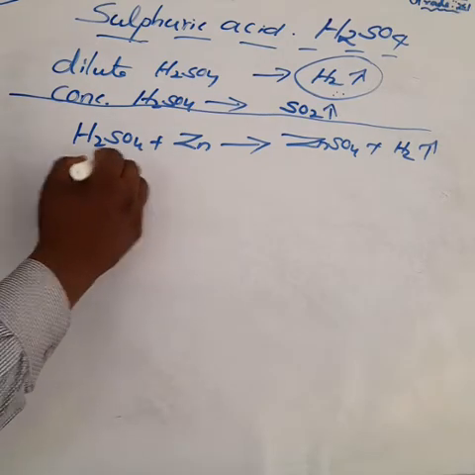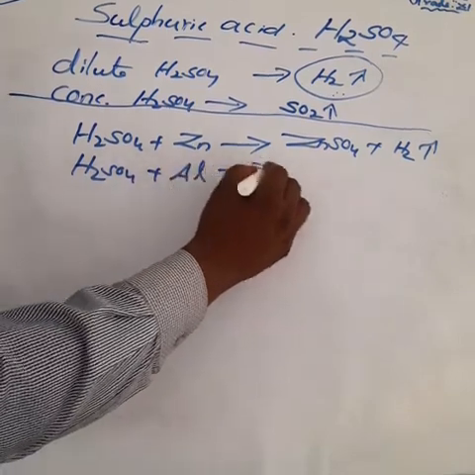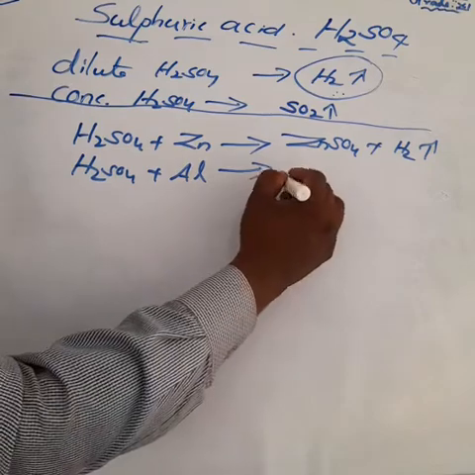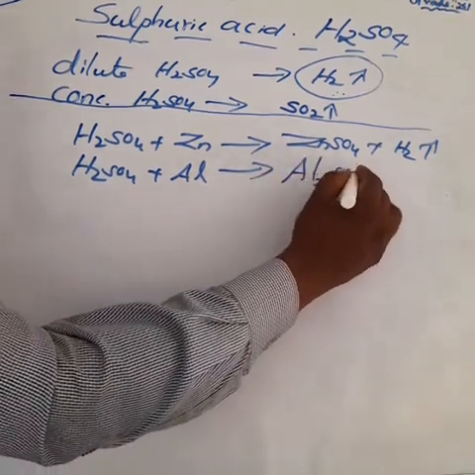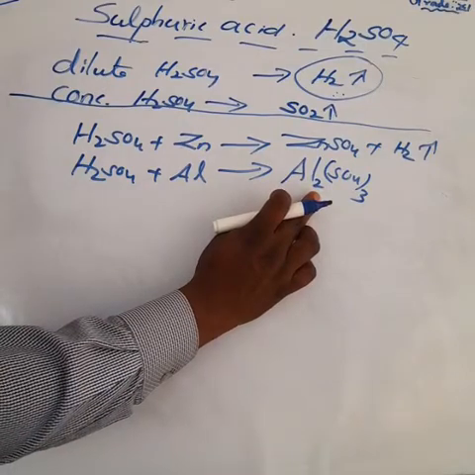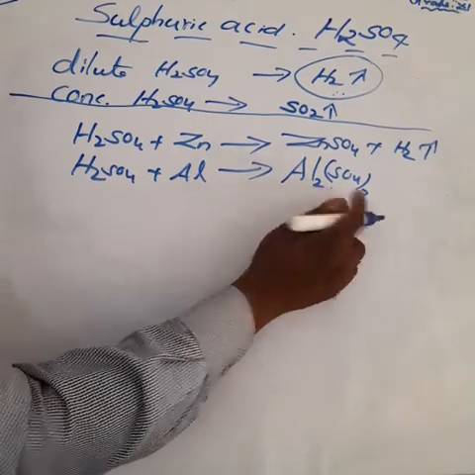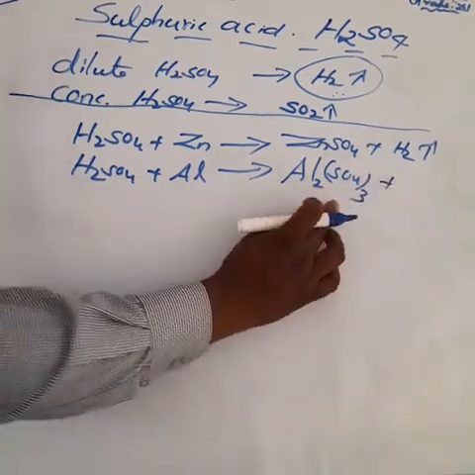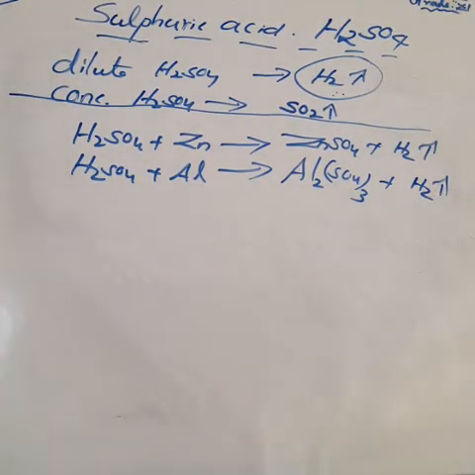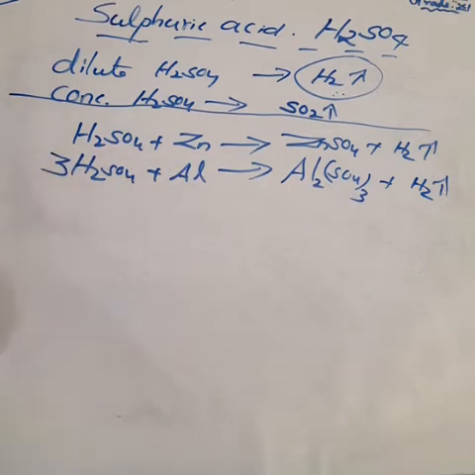Same like, I am taking aluminium, that is sulfuric acid H2SO4 plus aluminium Al gives the respective product, aluminum sulfate. What is the formula? Al2(SO4)3. And also we get hydrogen gas H2. So how much sulfate is there? 3 sulfate. So make it 3 sulfuric acid.